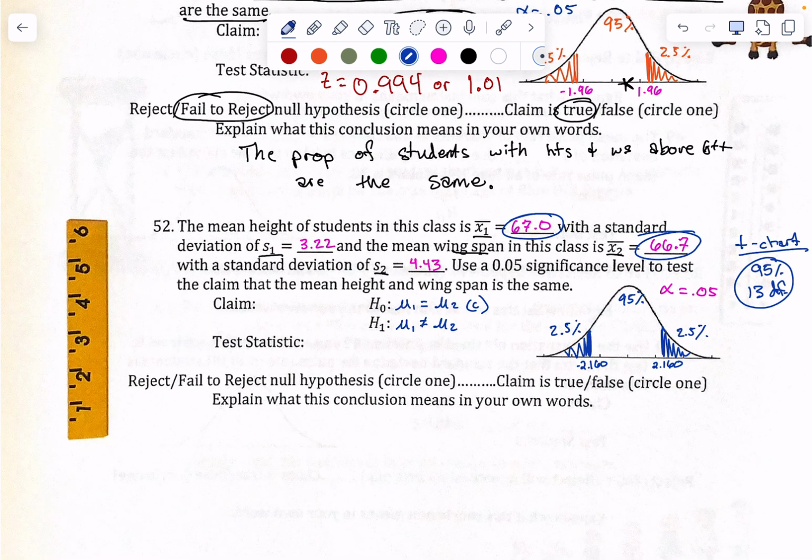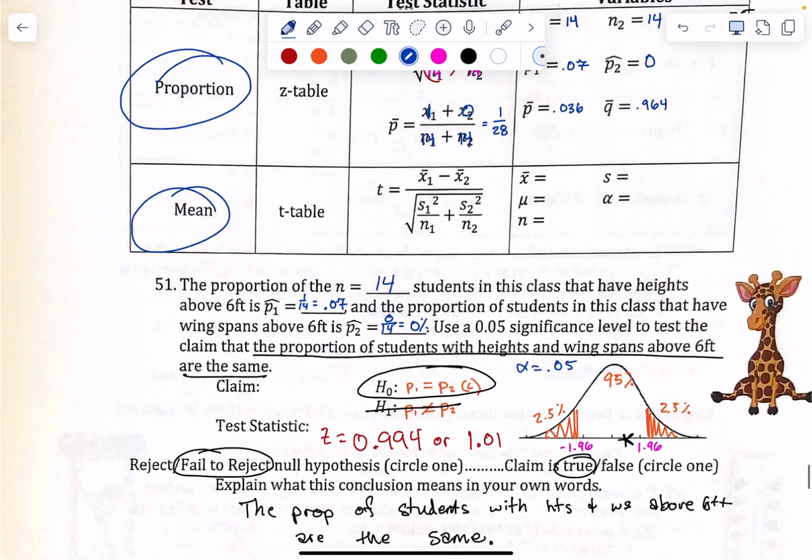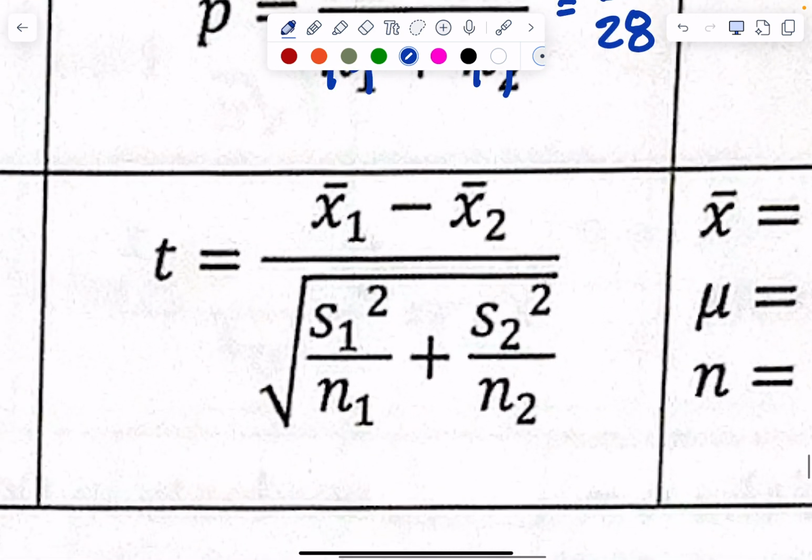Ready for the formula? I'm going to scroll to the top. Here we go. X bar 1 is 66.7 minus X bar 2 is 60. No, that's wrong. The first one's 67.0. Yeah, I'm sorry, 67.0 and 66.7. I put those in the wrong order.